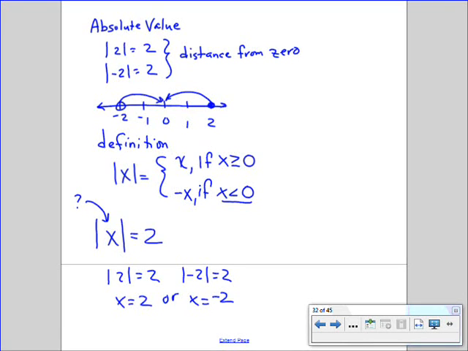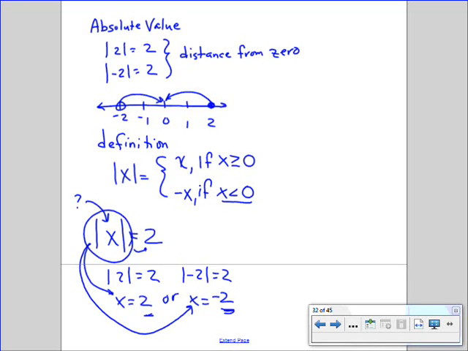Now that suggests a way to solve absolute value equations. If you have an absolute value and it's equal to a number, you can drop the absolute value by saying the part that's inside the absolute value is equal to either 2, or the part inside the absolute value, x in this case, is equal to the opposite of the number, negative 2. And that can be used to solve absolute value equations.